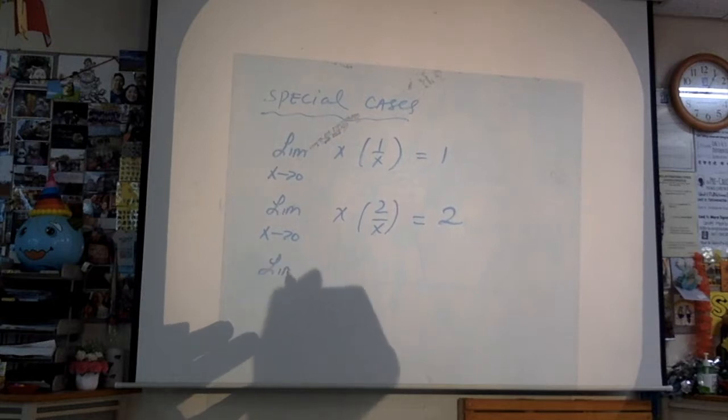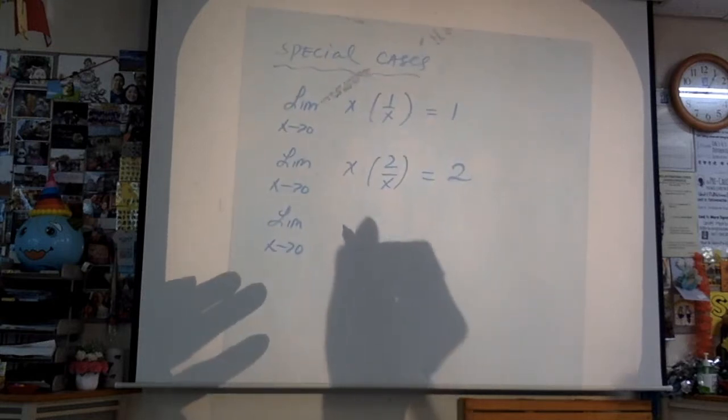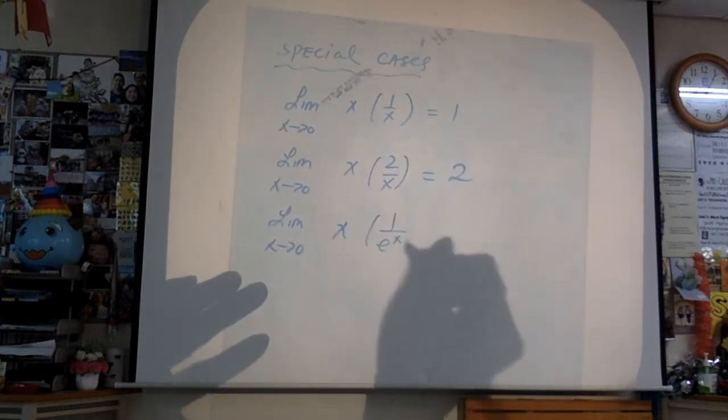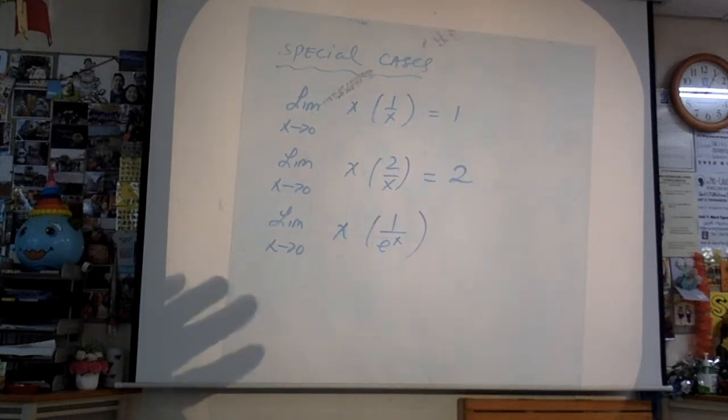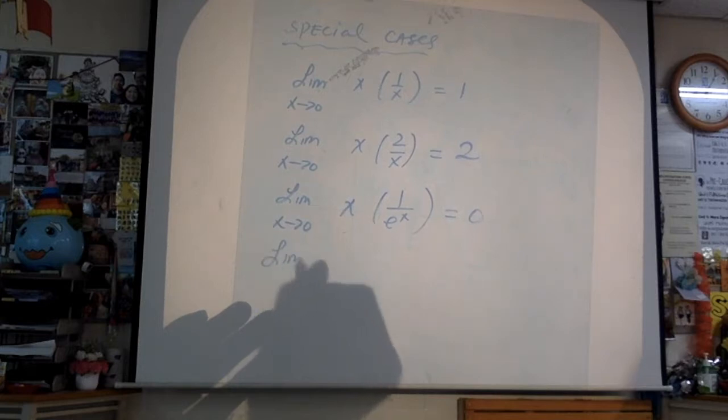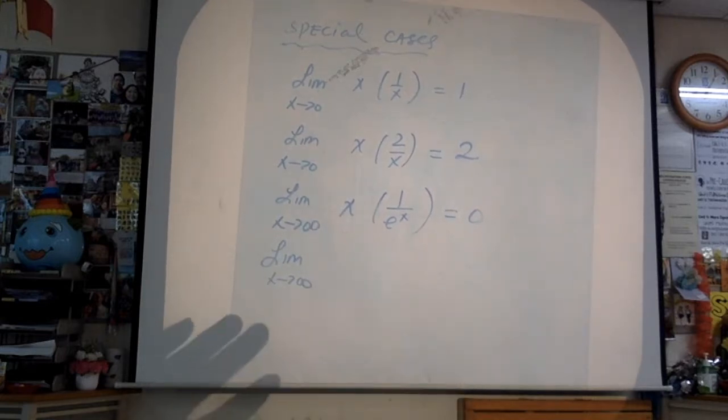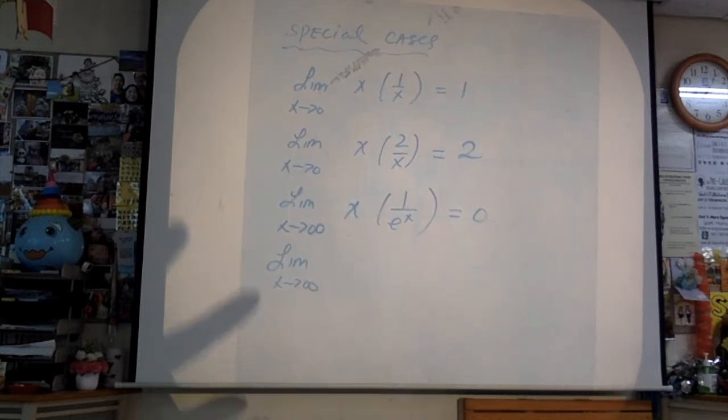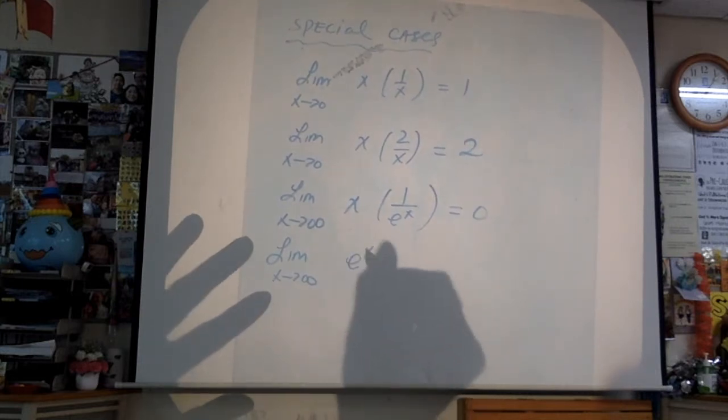Yay, okay? Limit as x approaches 0 of x over 1 over e to the x. What do you think this guy is? Think about it for a second, okay? And it's 0. Limit as x approaches, I meant infinity here. Sorry, infinity, okay? Limit as x approaches infinity for e to the x over 1 over x.